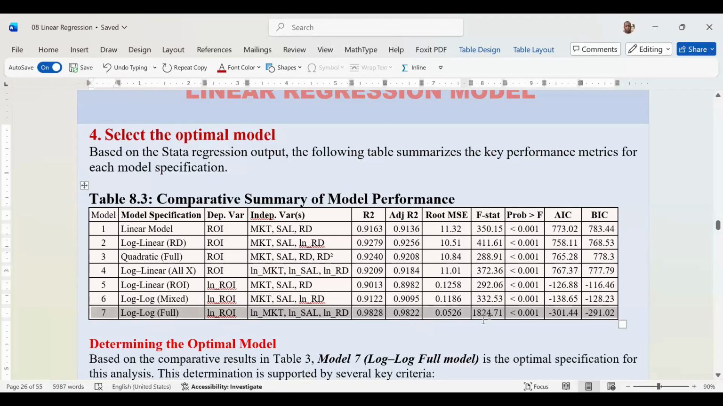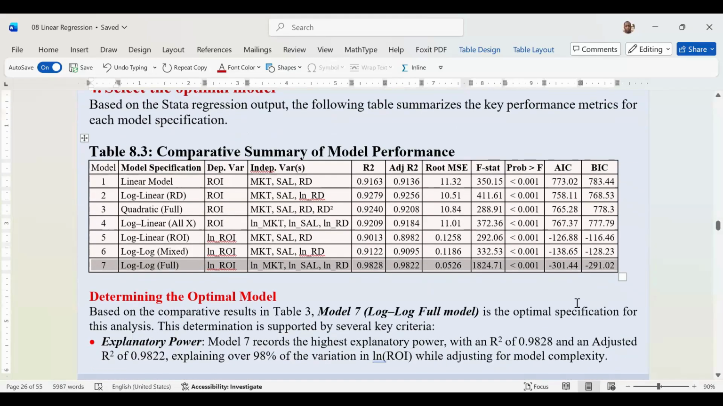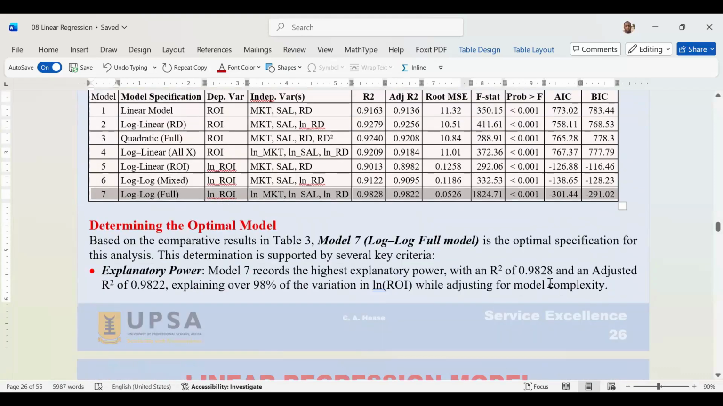Which one has the smallest AIC, BIC? The log-log. The log has the smallest AIC, BIC. So it appears in this model, the log is given the optimal model. So that's what I've described here.